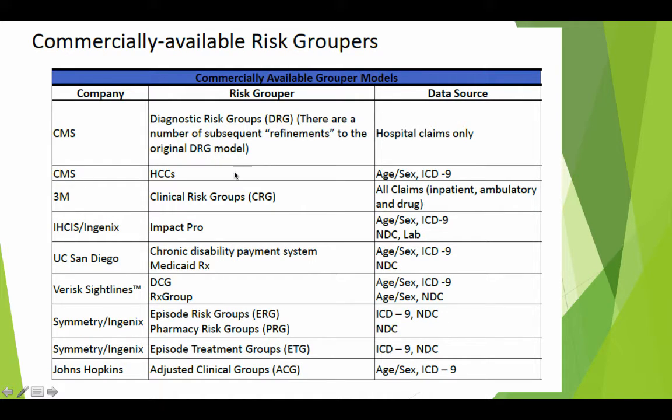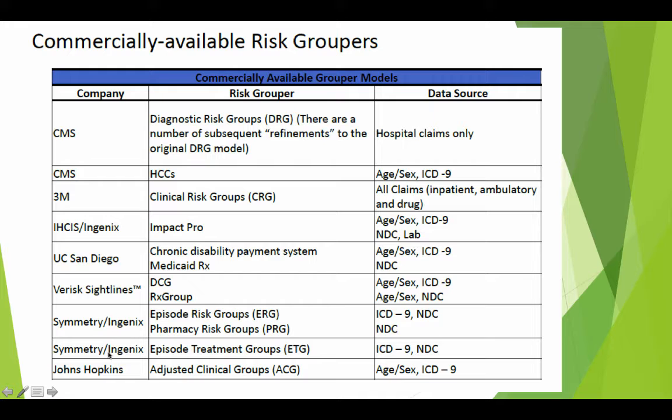This is our HCCs that we were just talking about, hierarchical condition categories, for those Medicare Part C, Medicare Advantage plans. But there are a multitude of others out there that can be used for different systems. Medicaid managed care plans can use these. Private payers can use risk groupers. The ACA plans use risk groupers, so those health exchange plans. So they can use any various different types of risk groupers.